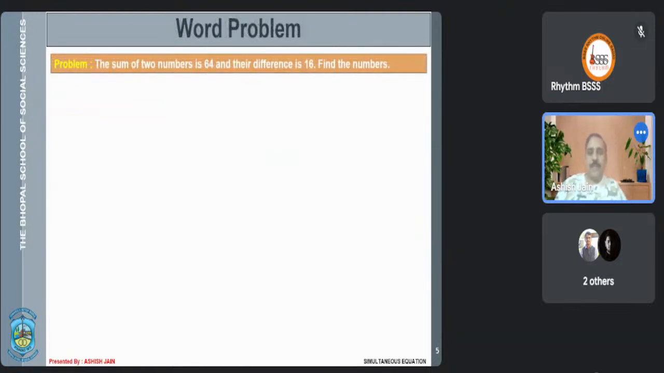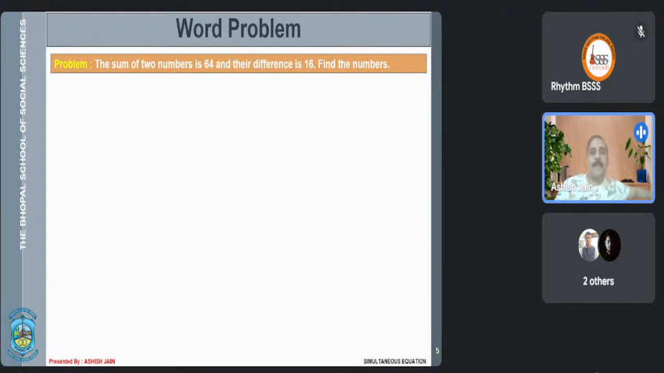Let us see one problem. The sum of two numbers is 64 and their difference is 16. You have to find the two numbers. The first and foremost thing is to understand what is given in the problem, that is, what values are given and what values you need to find out. It is given that the sum of two numbers is 64, so there are two numbers and their sum is 64, but you don't know those numbers. Those numbers are to be found out.